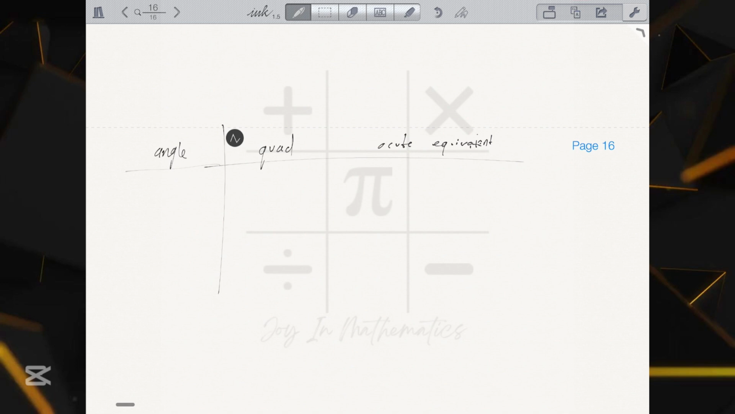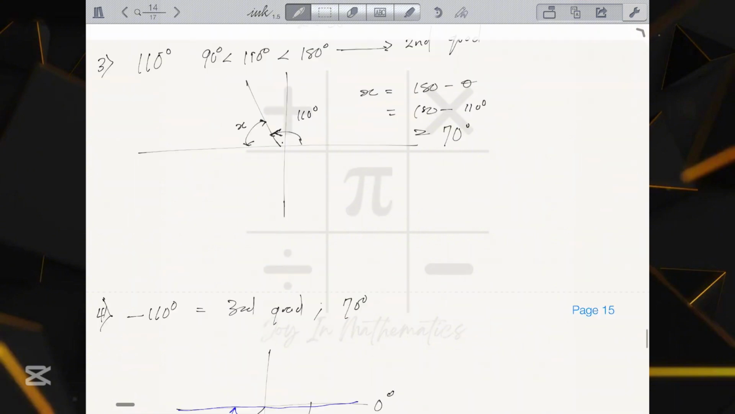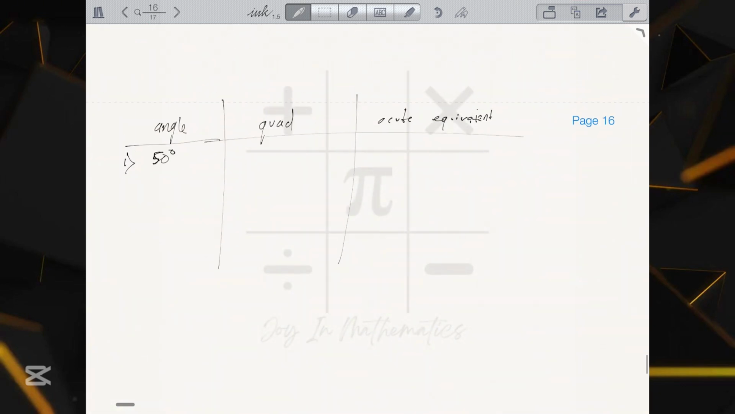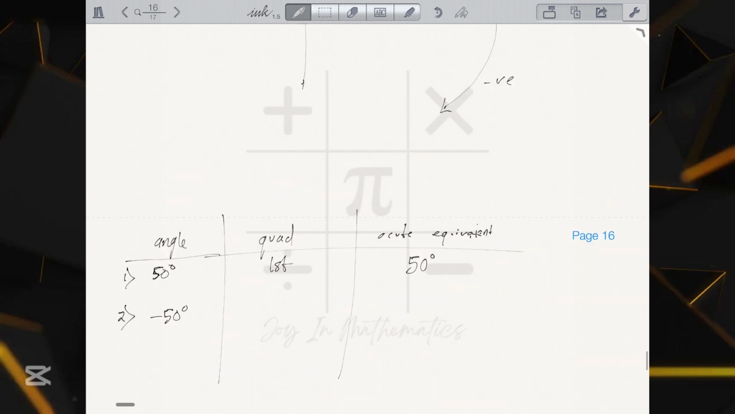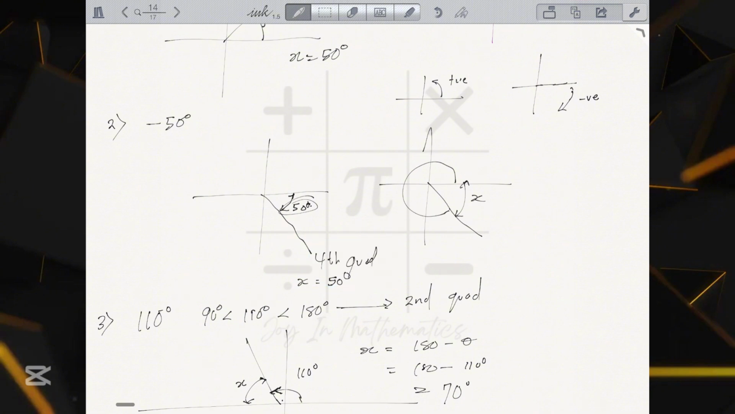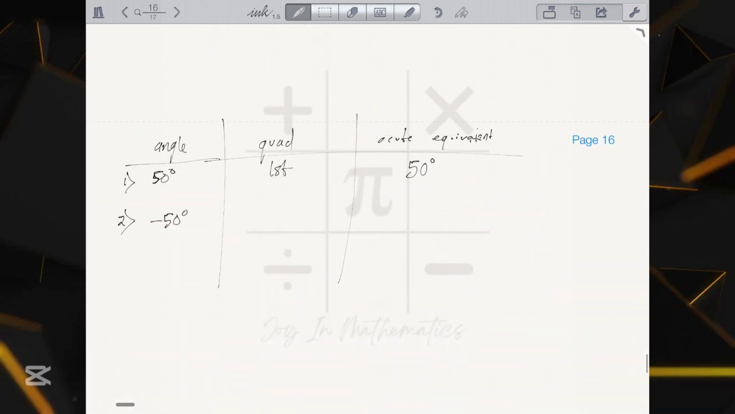The first angle we had was 50 degrees. 50 degrees, as we evaluated, is in the first quadrant, and the relative acute angle is also 50 degrees. The next was minus 50 degrees. Minus 50 degrees is in the fourth quadrant. The related acute angle is also 50 degrees.